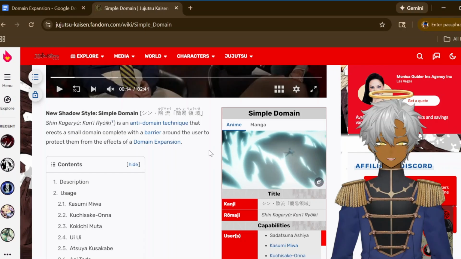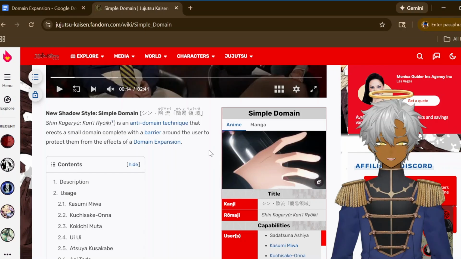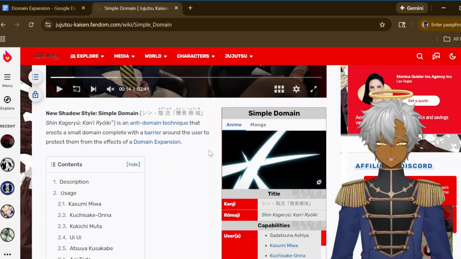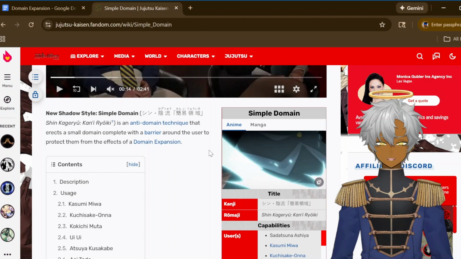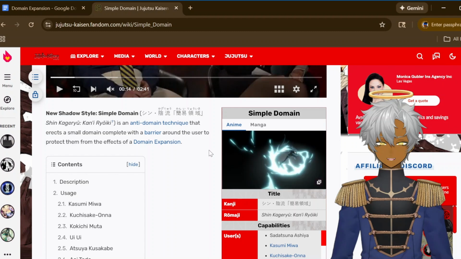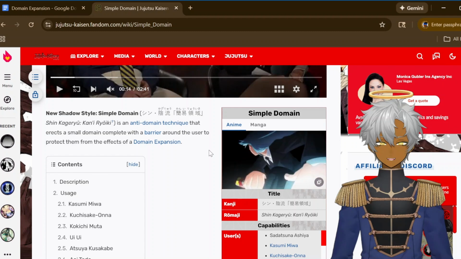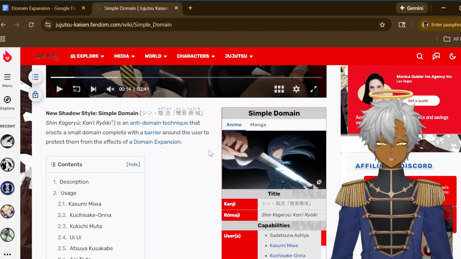Also, you can use a binding vow. I know I'm talking about binding vows a lot right now, but that's pretty much how you change or customize anything when referring to your curse techniques and curse energy. But you can use a binding vow to change the technique utilized on your domain.